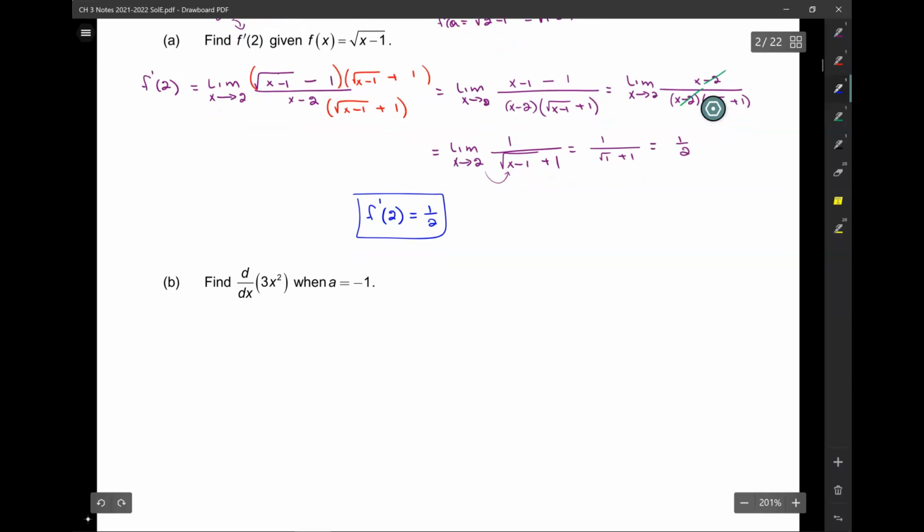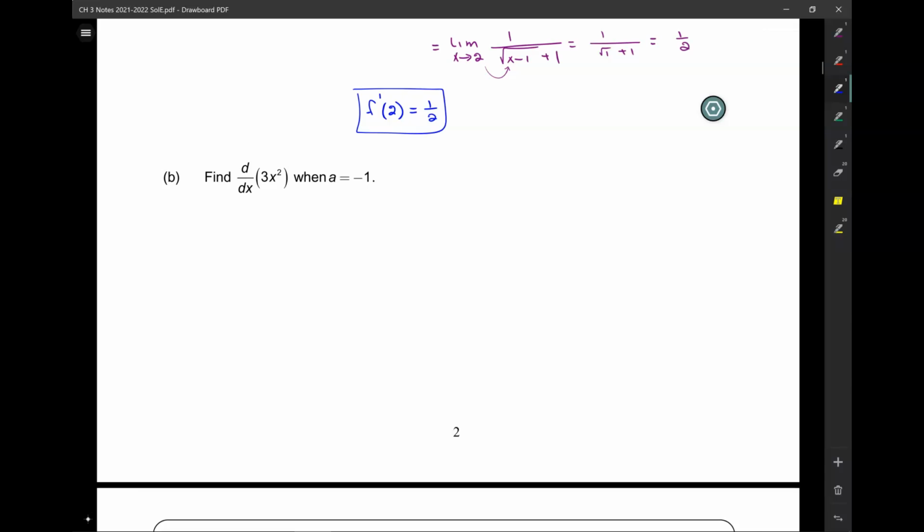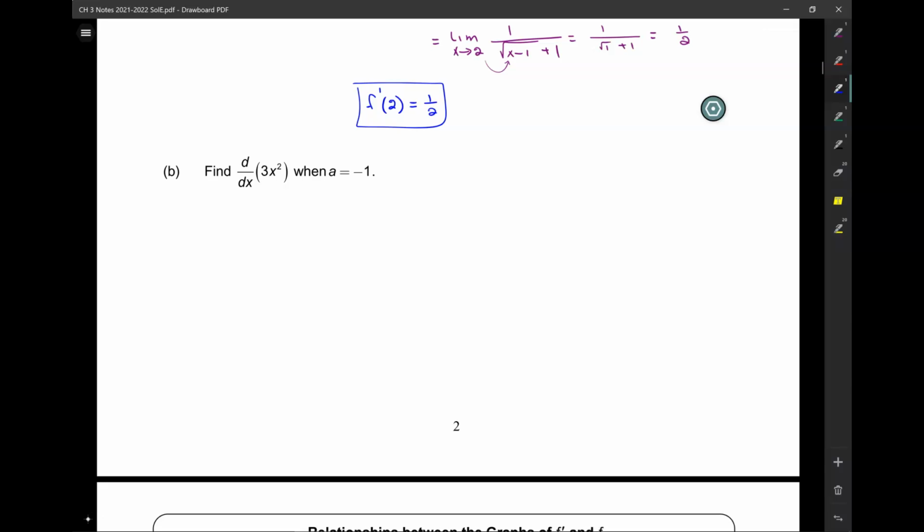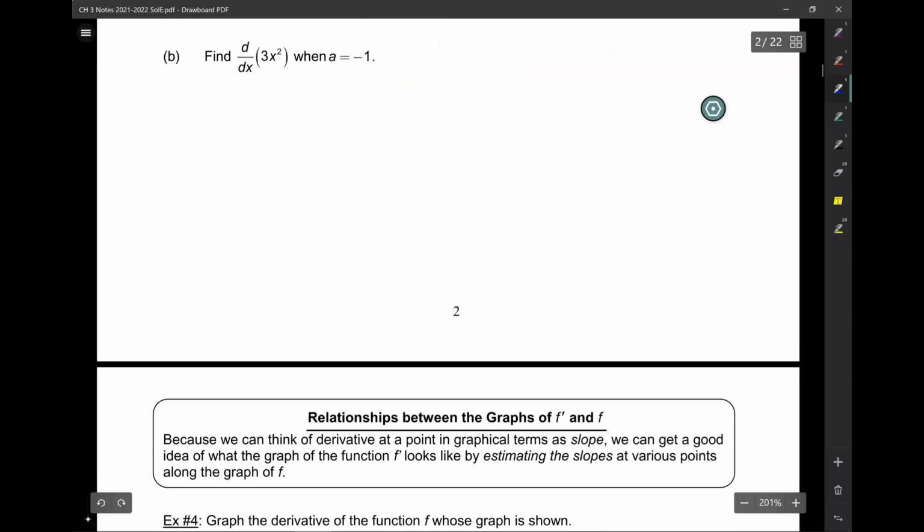Okay, so next, we want d dx of 3x squared when a equals -1. Now this is a different notation, and I'm going to teach you guys another way to write this stuff. Calculus has like its own world of writing things, its own notation, its own little code. So what we want to find is the derivative of 3x squared evaluated at x equals -1, okay?